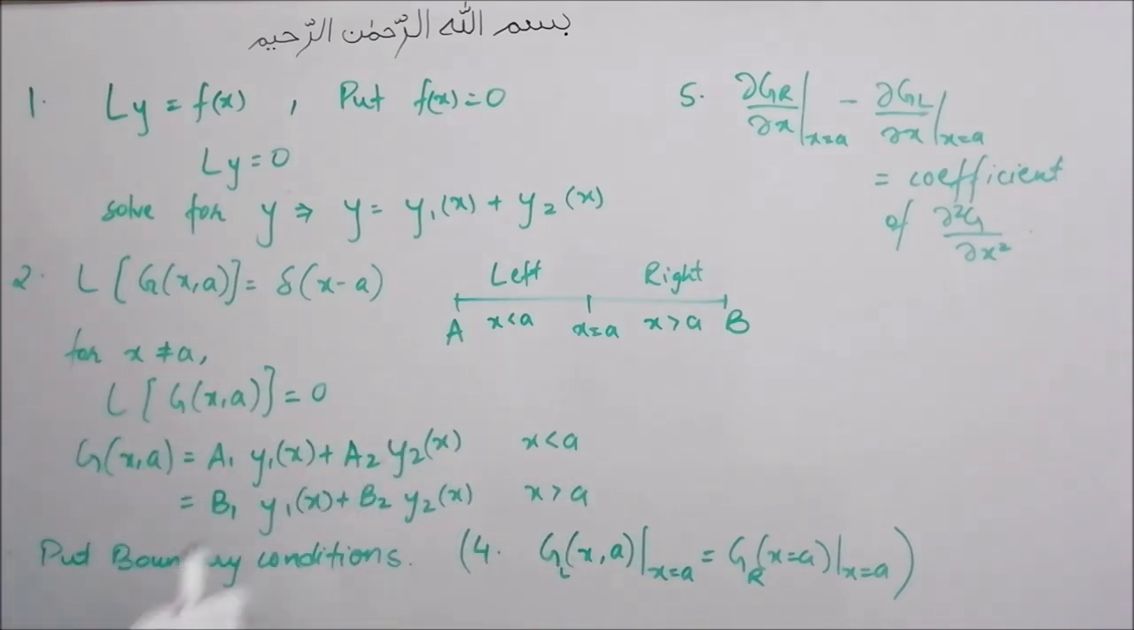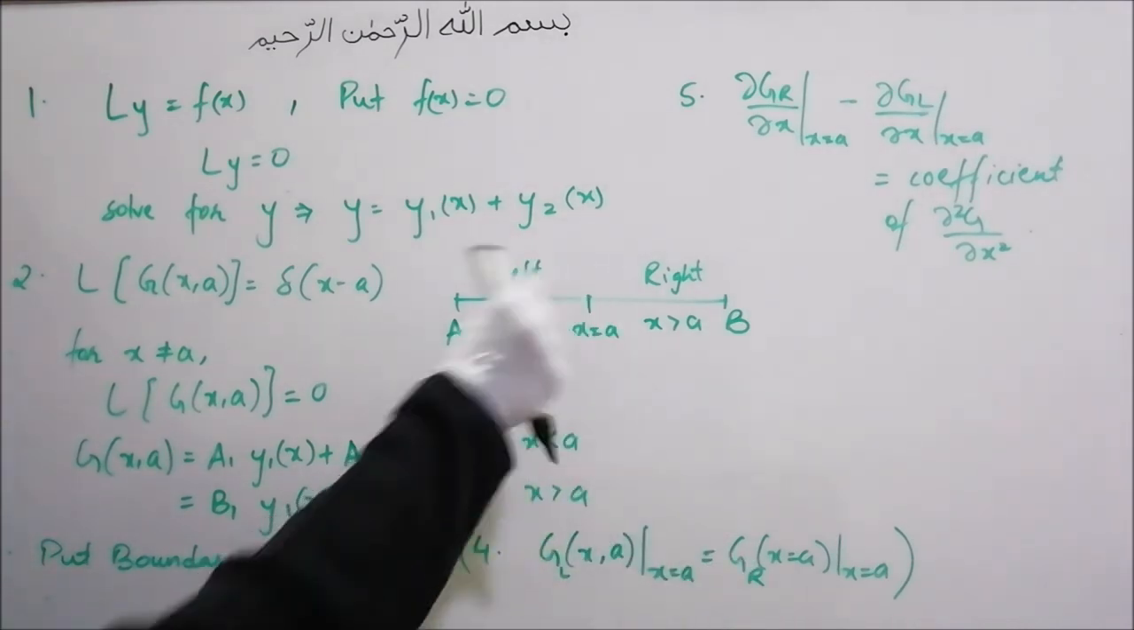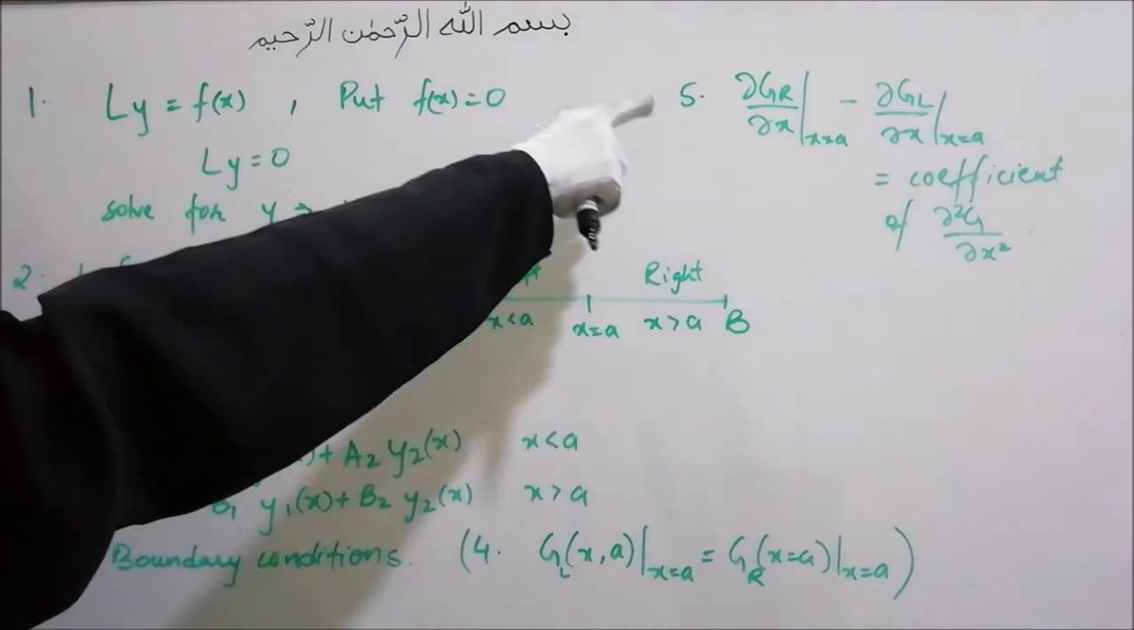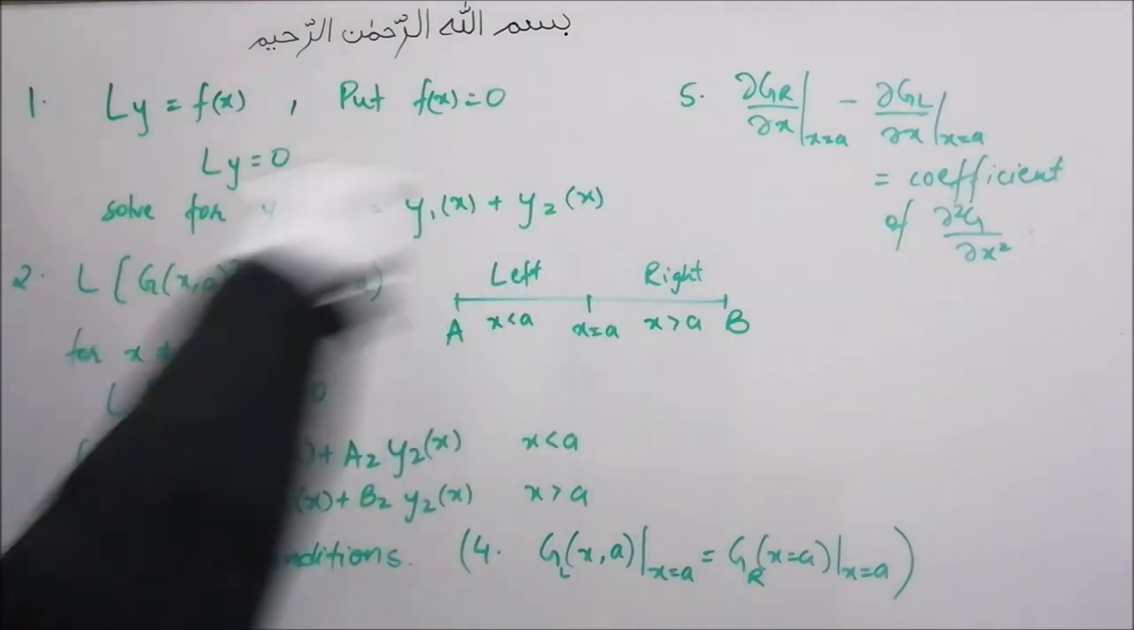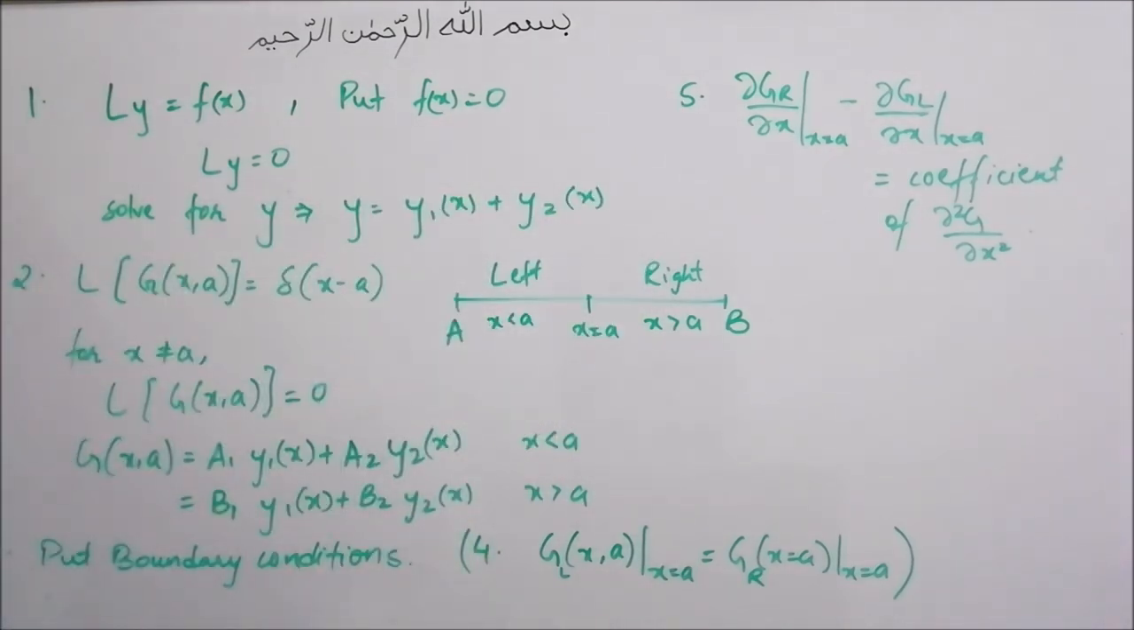The next step will be to put in the boundary conditions and simplify this. Then we are going to use that simplified equation, and in that we are going to use the condition that g is continuous at x equals a. And the last step is to use the condition that del g upon del x is discontinuous at x equals a. Using all this, we will get the values of a1, a2, b1, b2, and thus we will get the Green's function. That's it for this part.